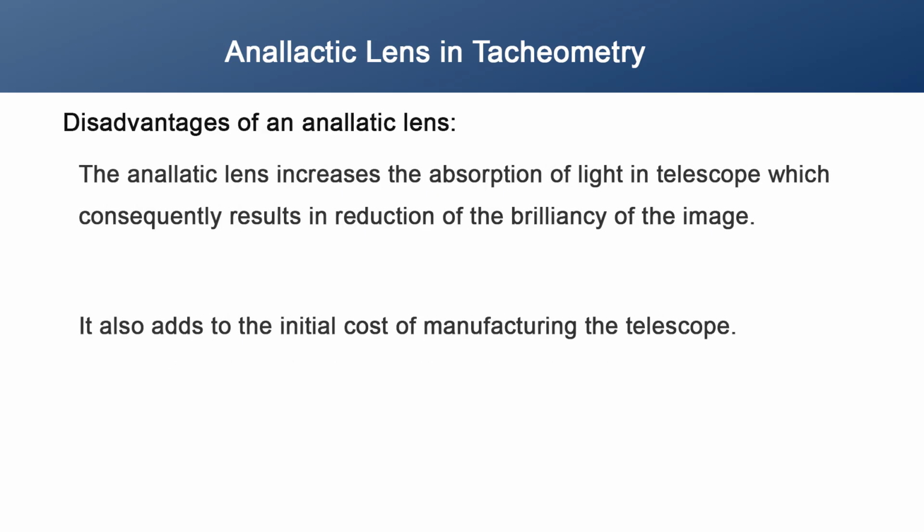However, there are some drawbacks in using an anallactic lens. It absorbs some light, which makes the image appear dimmer. This lens also increases the cost of manufacturing the telescope. But despite these disadvantages, it significantly simplifies the distance calculation, making it a valuable tool in tachymetric measurements.